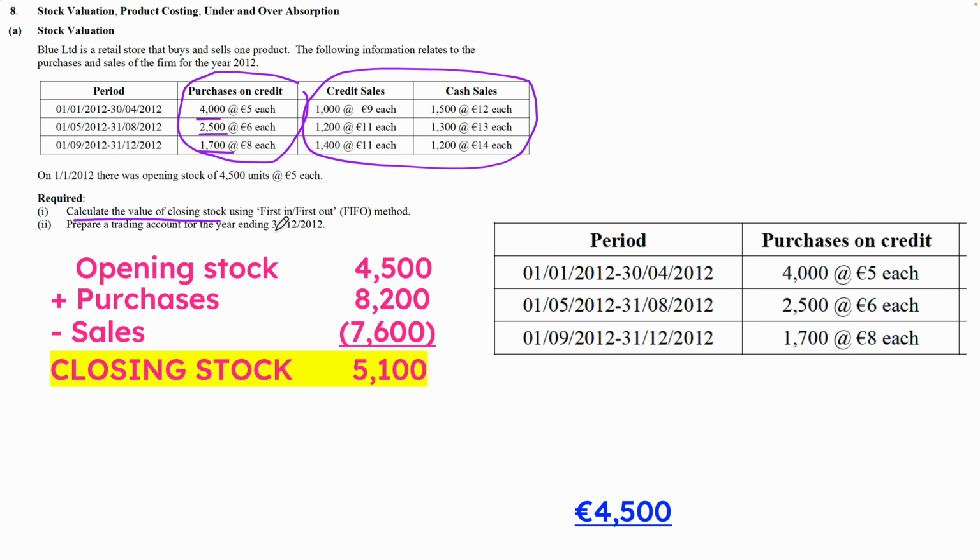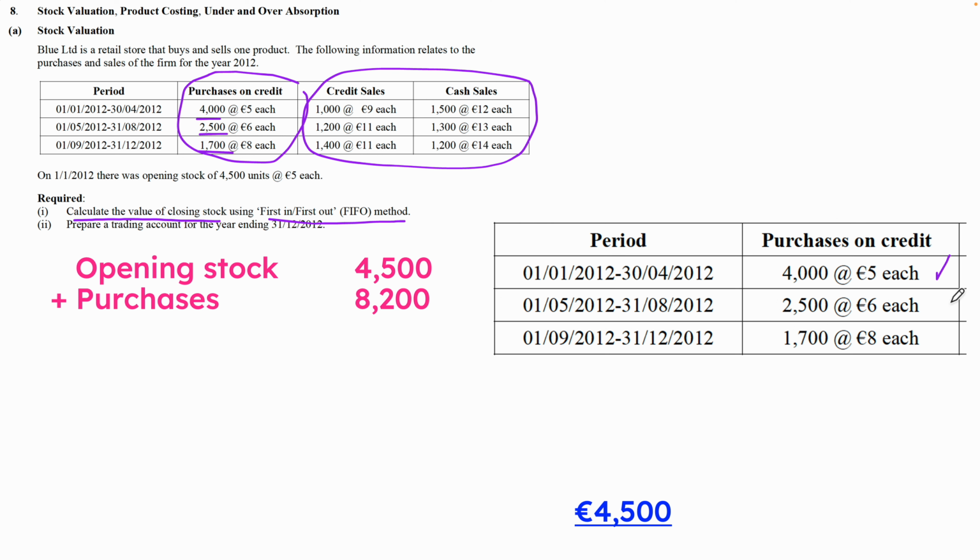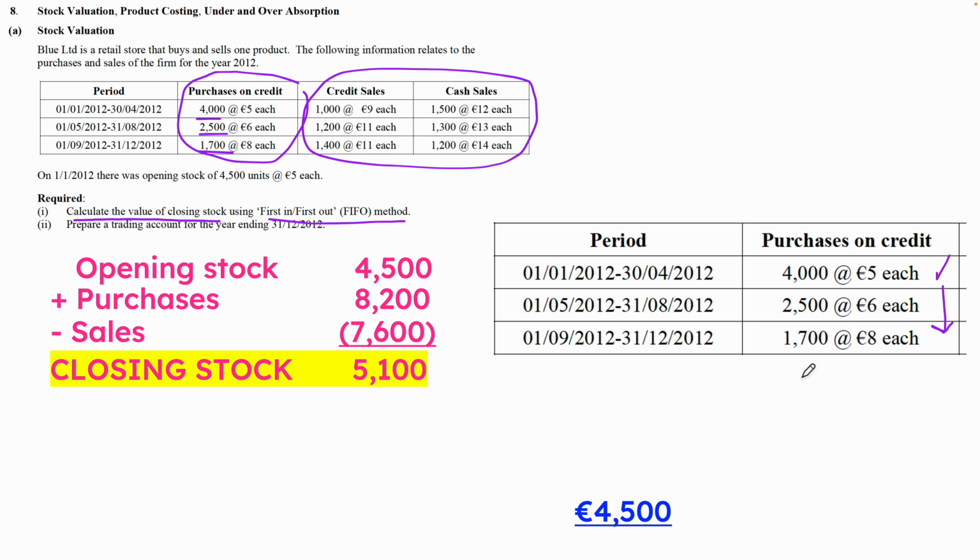Now, we're doing this based on the first in, first out method. So whatever we have bought first, we have sold first. So the start of the year, we've sold them first, and then we go down and we sell that way. So they definitely have that 1,700 left, okay? And they bought them at €8, so that's 13,600. That leaves you with 3,400.